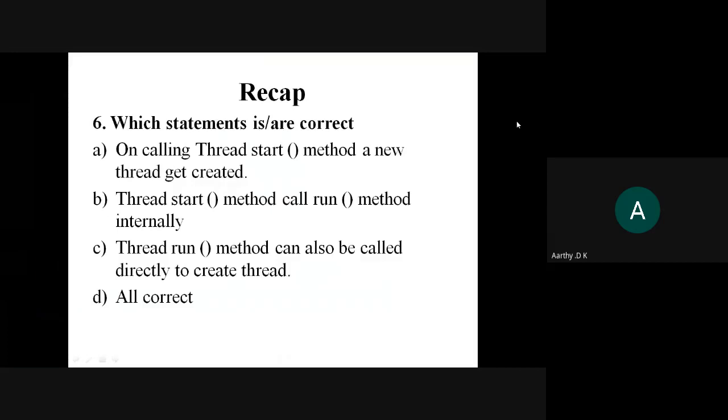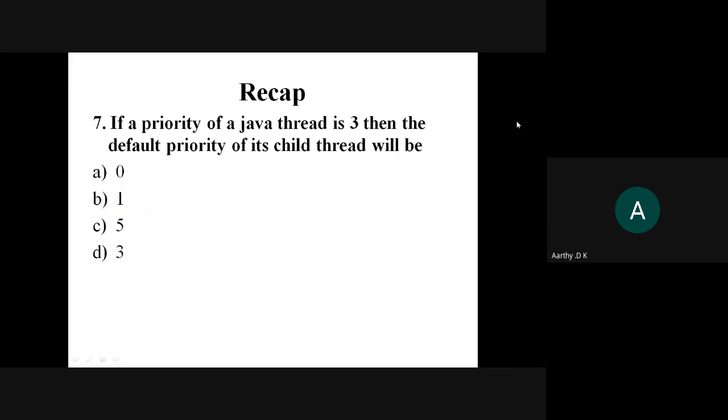But your answer is A and B, because a thread cannot be run directly. You cannot start the thread directly. You just put it into the execution state, and then your start method will automatically call the run method, that is, start running your thread. So you cannot call the run method directly to create the thread. Your first step is you start the thread, and automatically the run method gets invoked. So the first two options are correct.